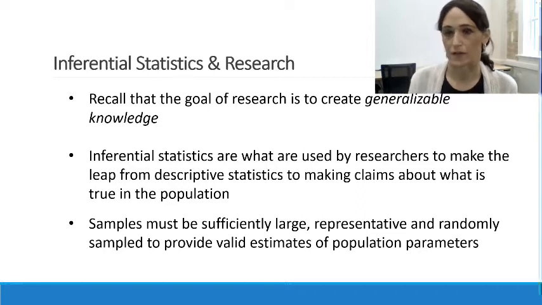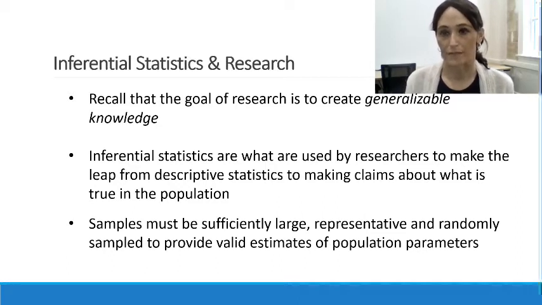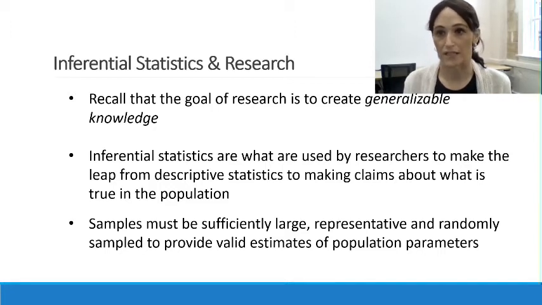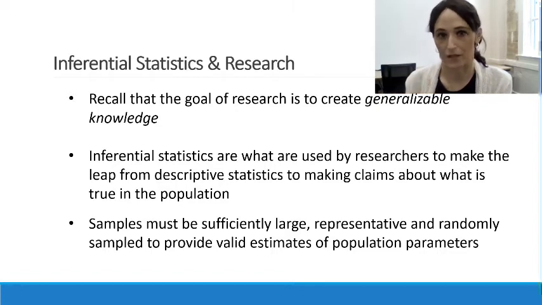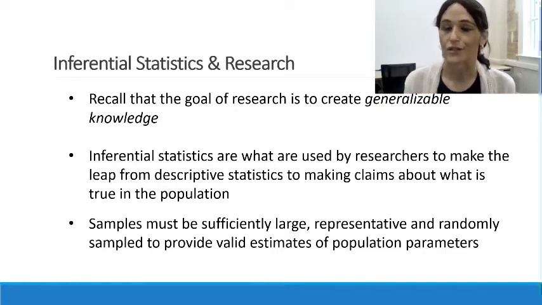And normally what we do is what's called a simple random sample, where we randomly select participants to participate in the study. Now, there's often deviations from that, but the inferential statistics that we learn in this class are based primarily on simple random samples or possibly stratified random samples, but that doesn't always occur, although ideally it would. Inferential statistics are used by researchers to make that leap from descriptive statistics to making claims about what is true in the population. Samples must be sufficiently large, representative, and randomly sampled to provide valid estimates of population parameters.